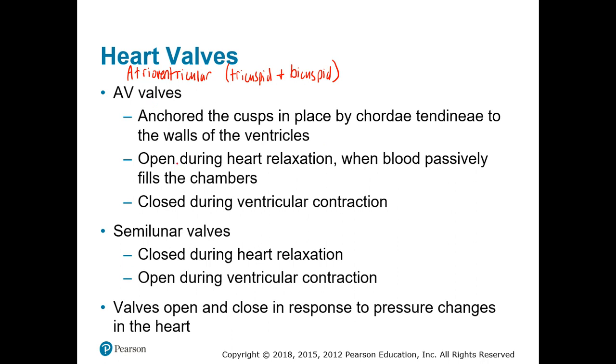Our AV valves are going to be open when the heart is relaxed, because we want blood to passively flow from our atria to our ventricles. And then they're going to be closed whenever the ventricles contract, because we want the blood to go from the ventricles to the lungs or the body, not back up to the atria. Semilunar valves are going to be the opposite. These are closed during heart relaxation and then open when the ventricles contract. One thing to note is that valves open and close in response to pressure changes within our heart.